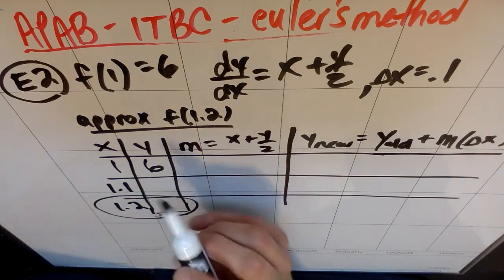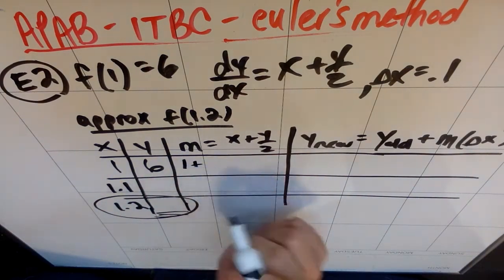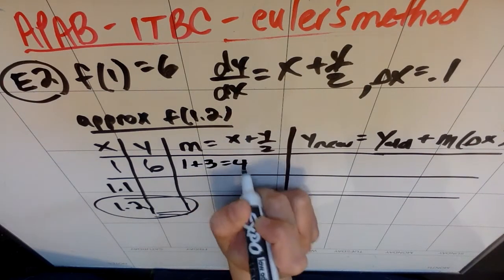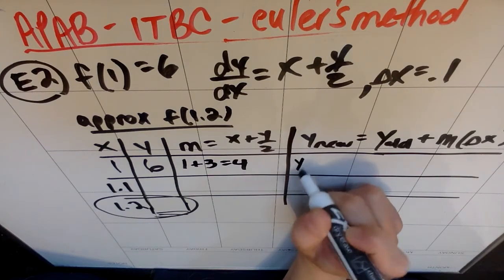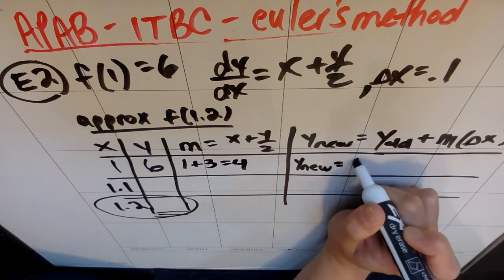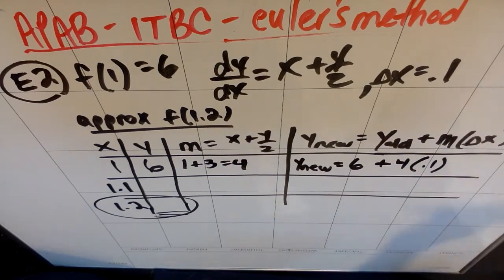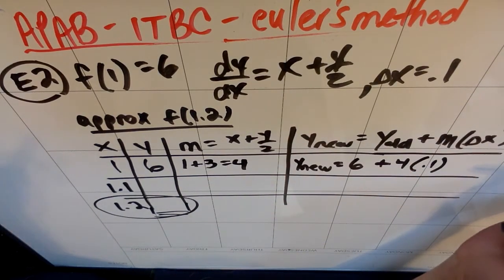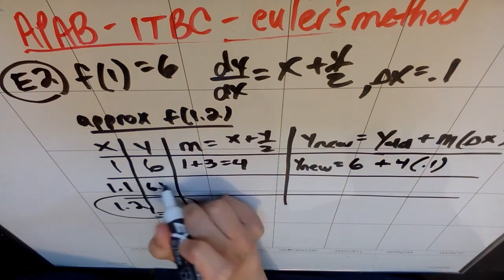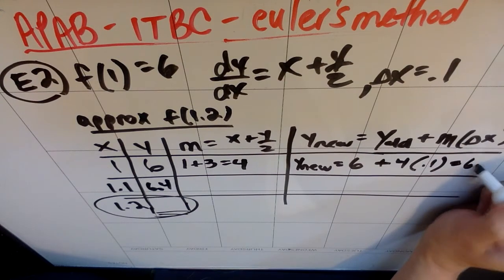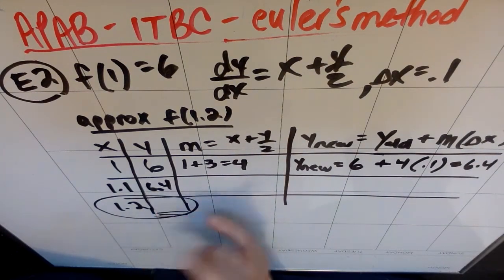So my slope is going to be x, which is 1, plus my y over 2, which would be 6 over 2, or 3. So the slope here is a 4. What that means is that my new y is going to be the old y, 6, plus my slope, 4, times 0.1. Well, that's going to be 6 plus 0.4, so that's 6.4. That's what I mean by saying that 0.1 is a pretty accessible step, because most of us can do the math pretty easily. So 6.4.